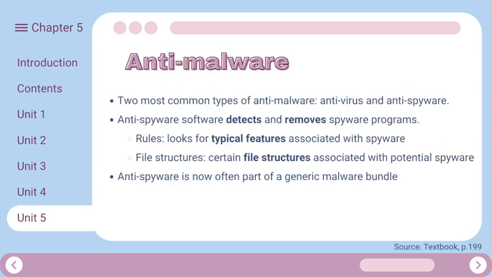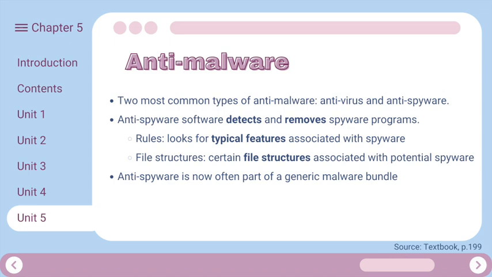Two most common types of anti-malware are antivirus and anti-spyware. Antivirus has already been described in great detail in Chapter 4. You can go to check videos in Chapter 4. Anti-spyware software detects and removes spyware programs installed illegally on a user's computer system. The software is based on one of the following methods.